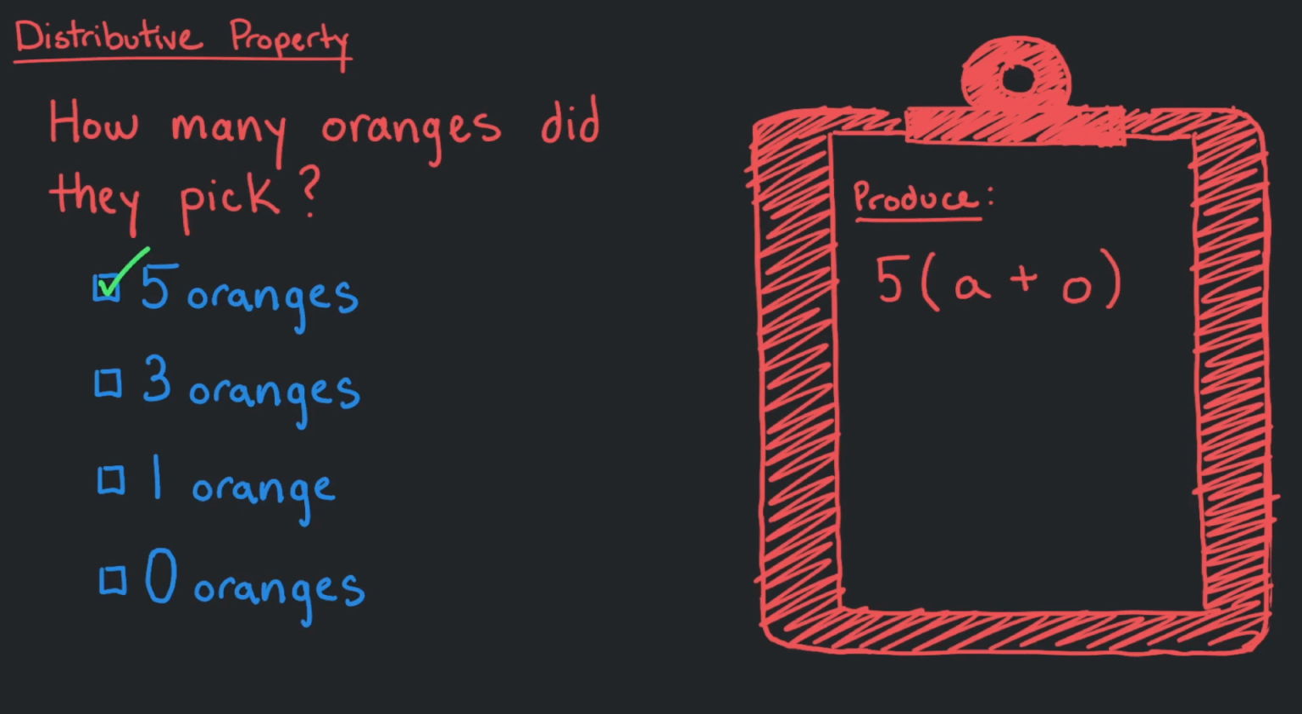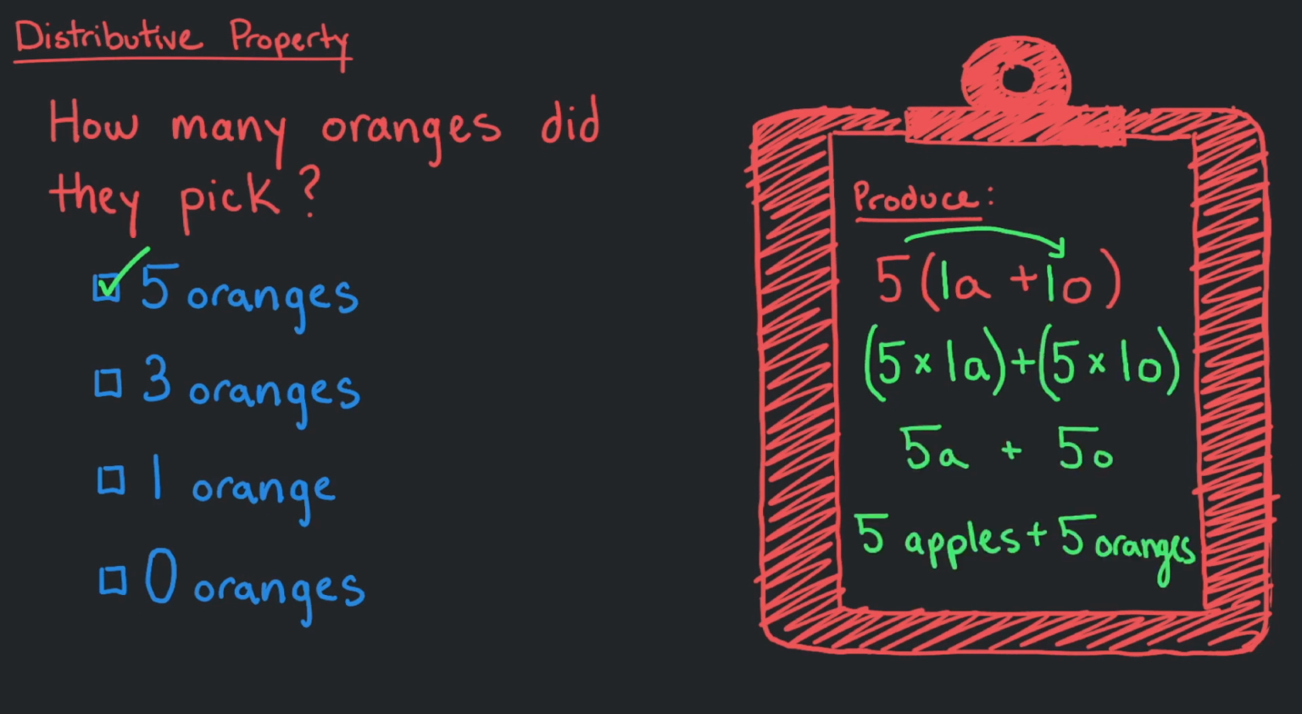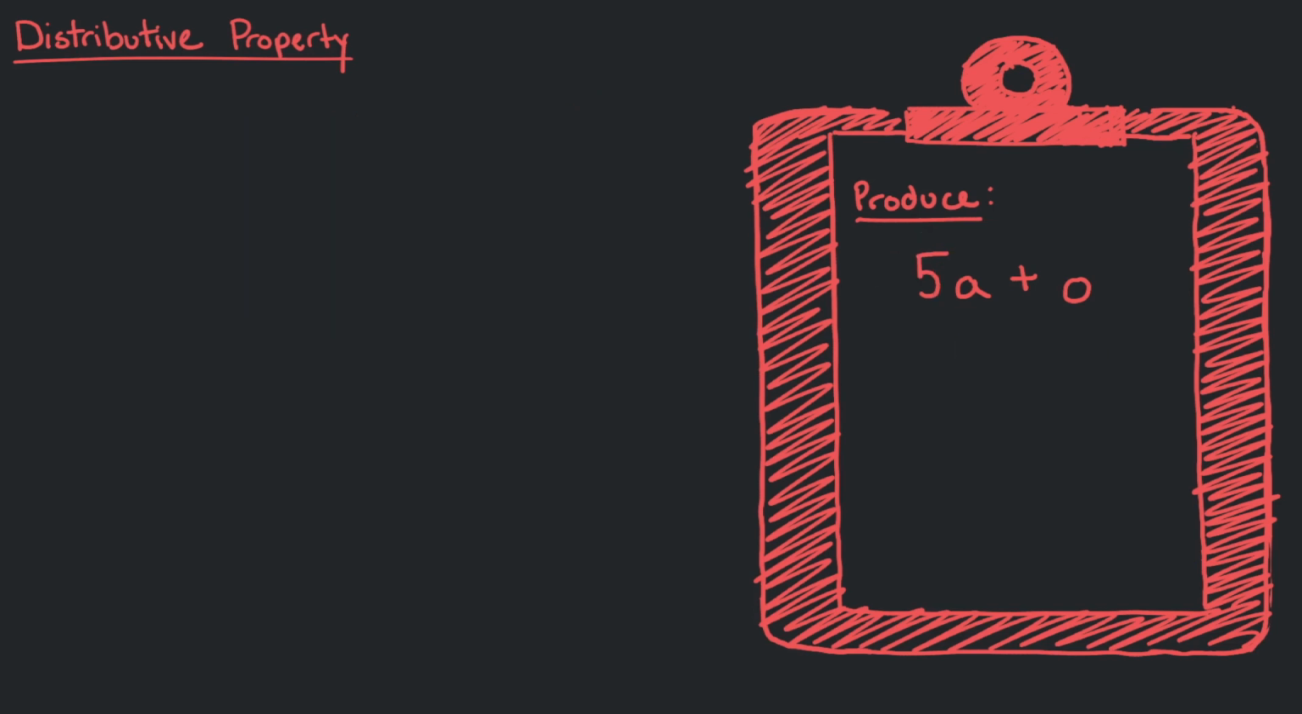Yes, they picked 5 oranges because using the distributive property, we know that this 5 is being multiplied by the assumed 1 apple, and then it is also multiplied by the assumed 1 orange for a total of 5 apples and 5 oranges. If Harry's coworker wrote 5A plus O, how many oranges did they pick that day?